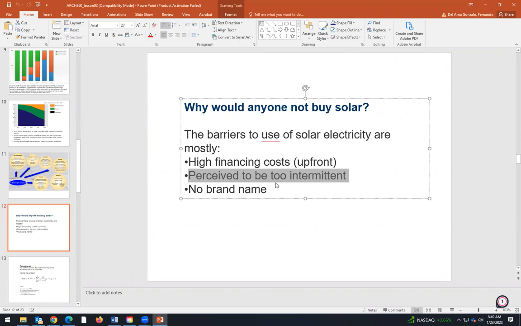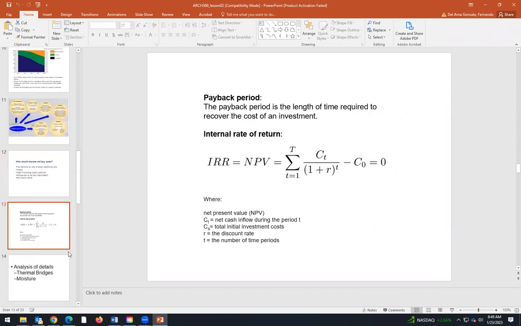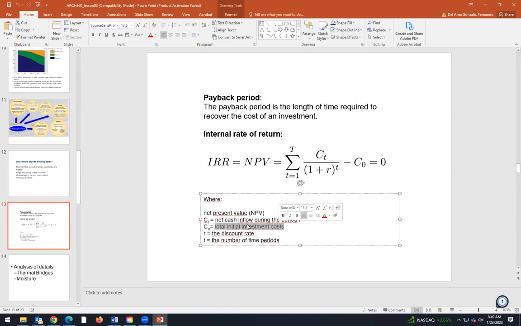Okay, so that's it. The payback period or internal rate of return. Okay, so this is a formula, and well, we can try to calculate this. So that means, what is the time in which I recover the investment? Well, we have the initial cost, and we need the cash flow, the cash inflow.